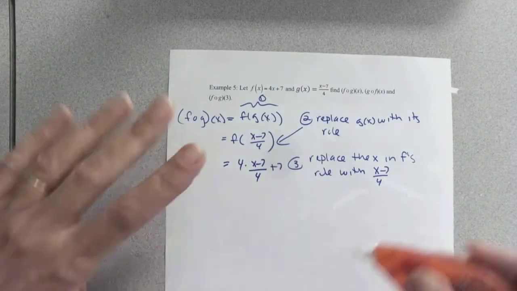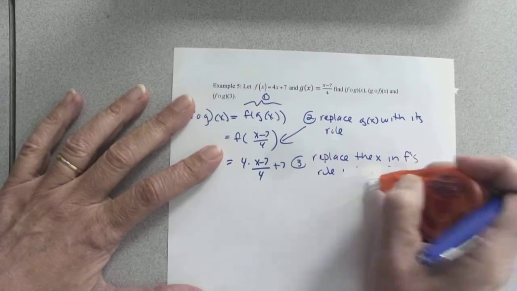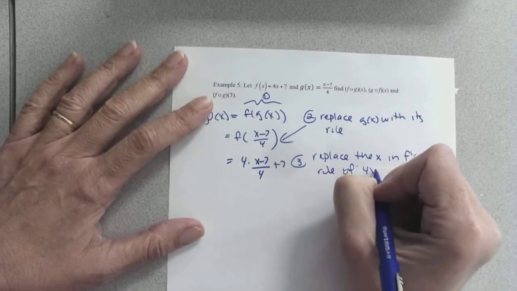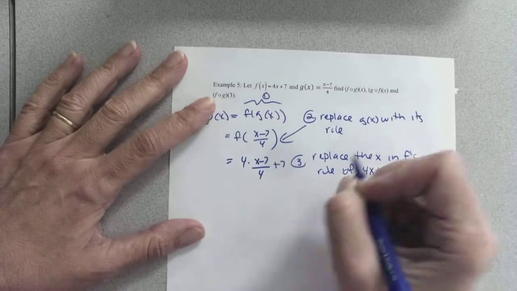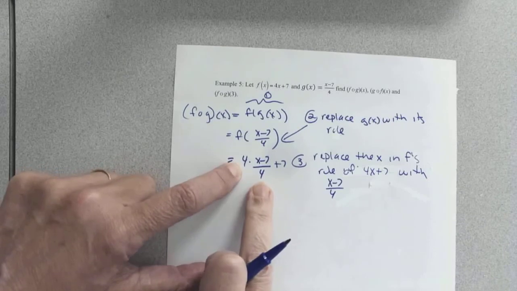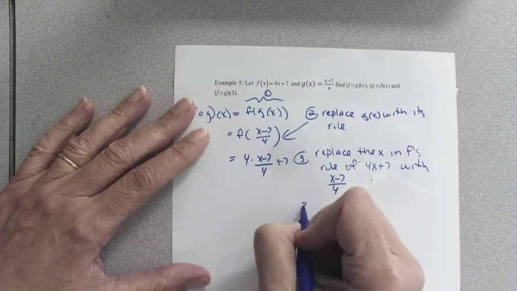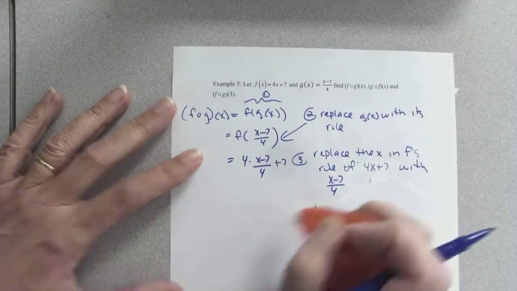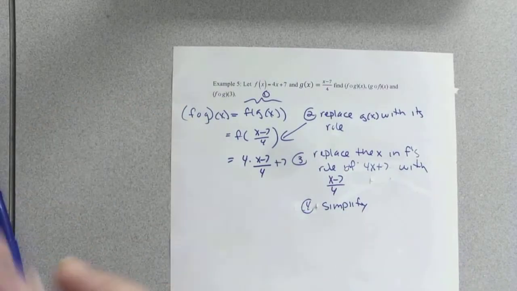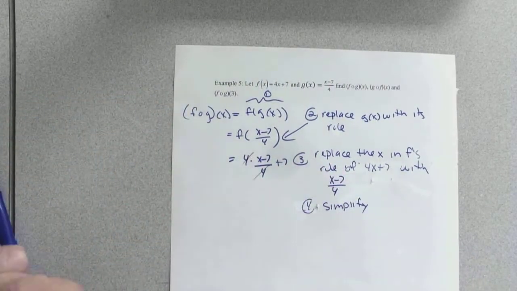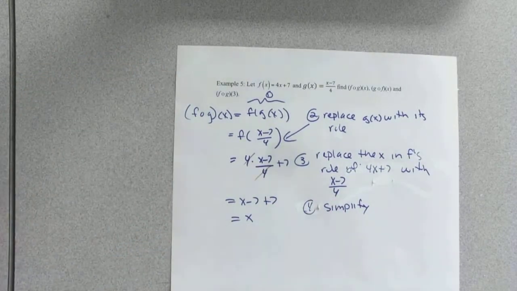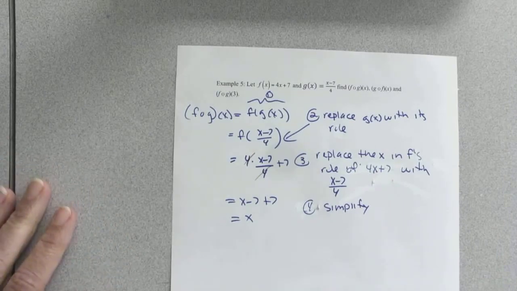So f's rule, let's put it this way, f's rule of, what was it, 4x plus 7, with x minus 7 over 4. So I keep the 4, I do the replacement, keep the plus 7, and then step 4, simplify. Well, this simplifies pretty easy. Those 4's cancel. So I get x minus 7 plus 7 for x. So there's f of g.